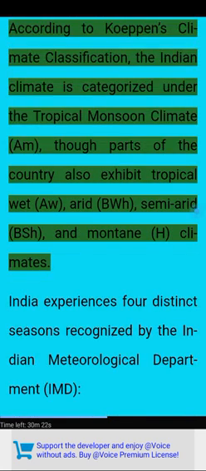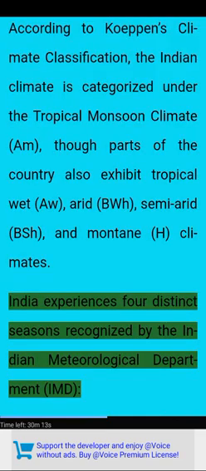economy. According to Köppen's climate classification, the Indian climate is categorized under the tropical monsoon climate, and parts of the country also exhibit tropical wet, arid BWH, semi-arid BSH, and montane H climates. India experiences 4 distinct seasons recognized by the Indian Meteorological Department, IMD.